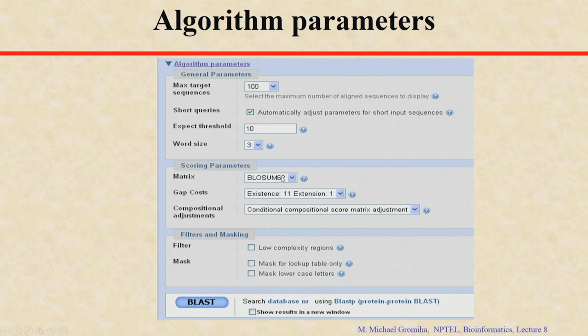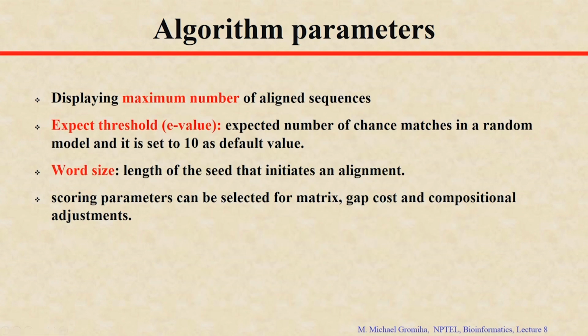For general case we use PAM 250, right. So, we can select which Blossom you want or which PAM matrix do you want to use for the alignment, right. Then also there are some filters, for example, your low complexity regions you want to mask or you want to include and so on, right. Now, you click on BLAST, then it will give you some data, right.